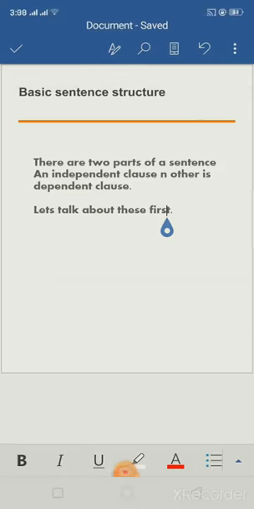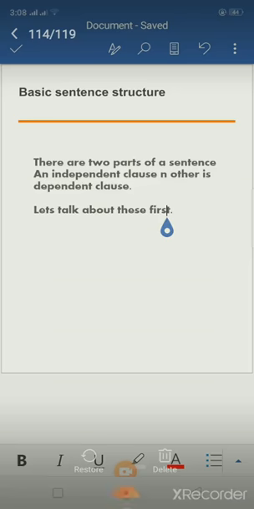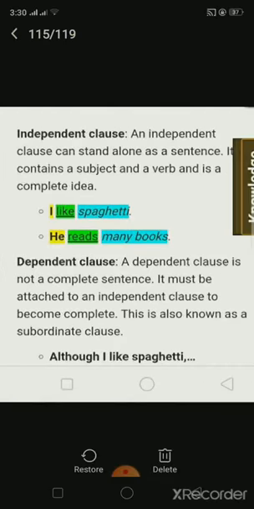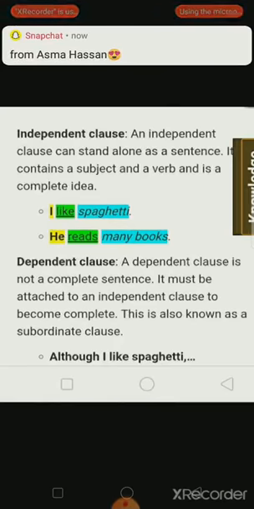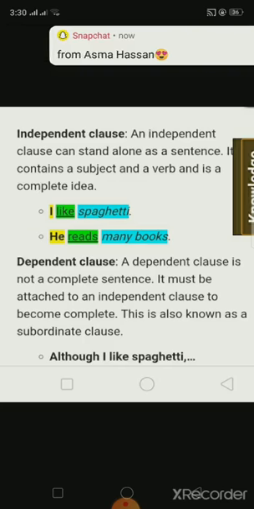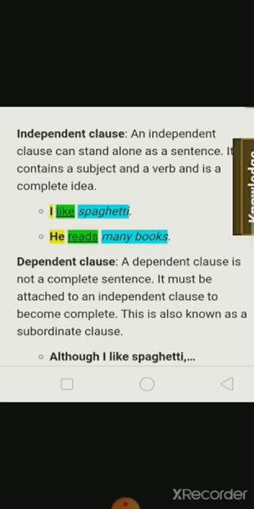A sentence has two parts. One is an independent clause or part, and the other is a dependent one. Let's talk first about the two parts of a sentence. Independent clause or part. An independent clause can stand alone as a sentence. It contains a subject and a verb and is a complete idea. Just like I like spaghetti.